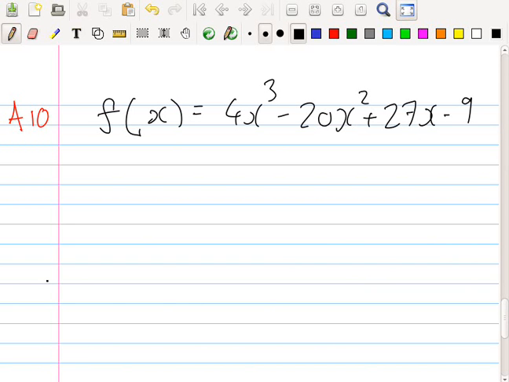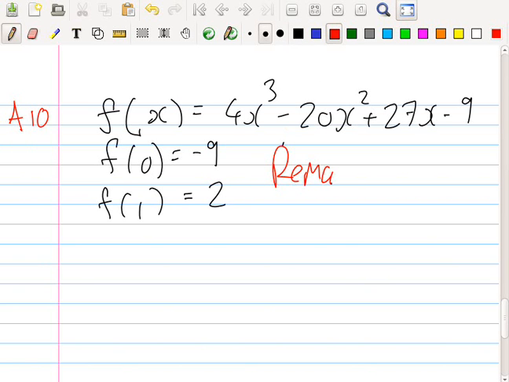Yeah, just put in 0 and 1. So f(0) equals minus 9, and f(1) equals 4 minus 20 is minus 16, plus 27 is 11, minus 9, 2. That's the easy way. Did you divide? Yeah. That's okay. Did you get the same answer as the remainder? Yes. This is called, Eric, the remainder theorem. It's a trick to help you calculate these quickly.